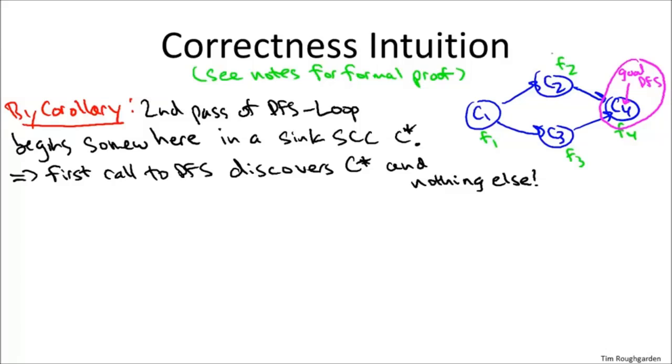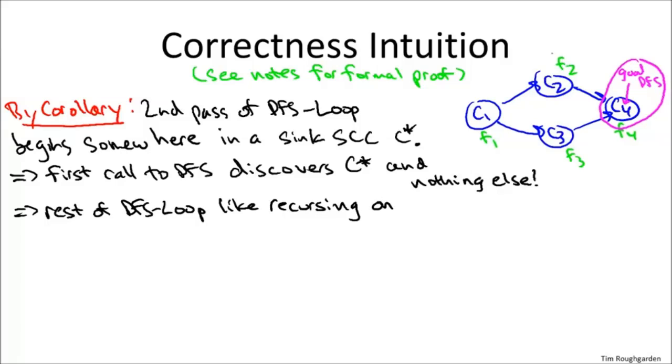So the way to think about that is when we proceed with the rest of our for loop in DFS loop, it's as if we're starting afresh. We're doing depth-first search from scratch on a smaller graph, on the residual graph. The graph G with this newly discovered strong component C star deleted. So in this example on the right, all of the nodes in C4 are dead to us, and it's as if we run DFS anew just on the graph containing the strong components C1, C2, and C3.